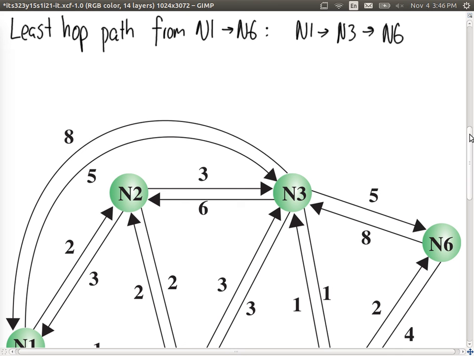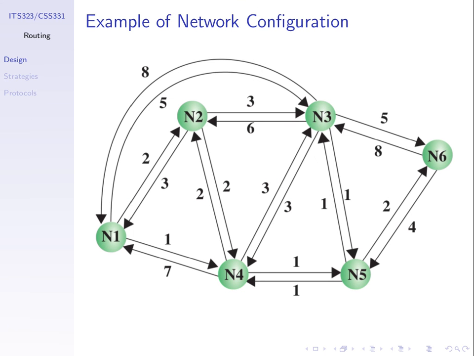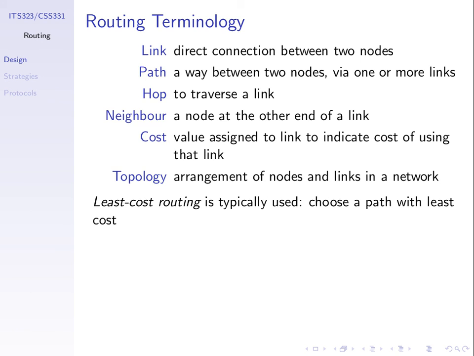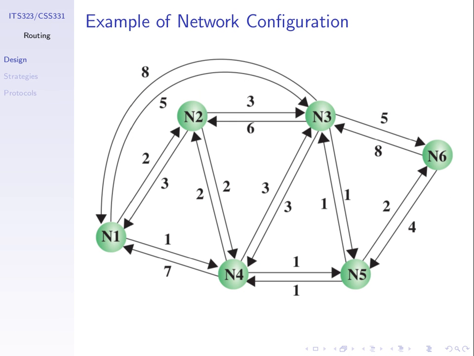What other terminology do we have? We can talk about neighbours. Okay, so the neighbours of node 5 are nodes 4, 3 and 6. The neighbours are the nodes which we have direct links to. Node 2 has three neighbours, node 1, node 4, node 3. And we can talk about neighbours of neighbours and so on.